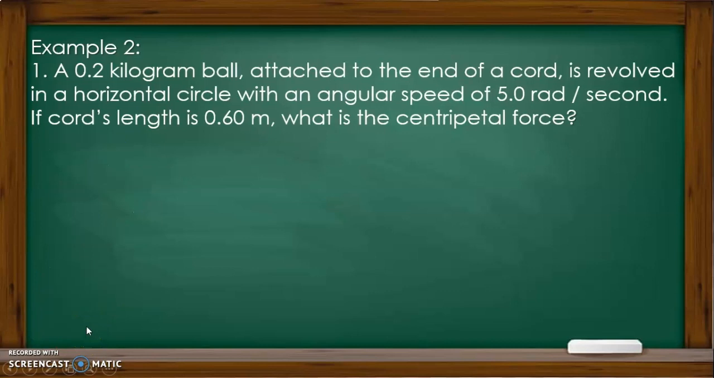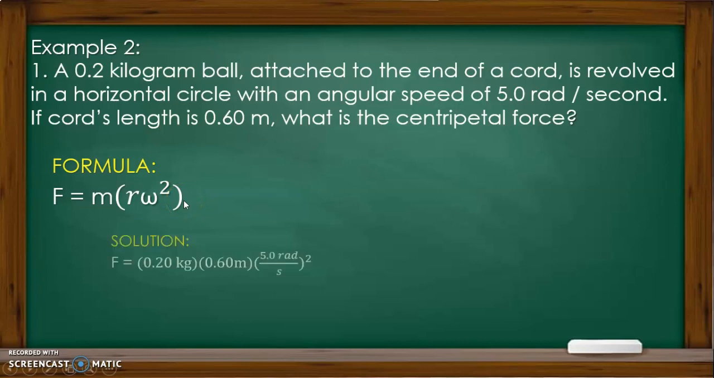Again, in calculating for the centripetal force, we can use Newton's second law of motion formula, which is force equals mass times acceleration. In the first example, we substituted the first centripetal acceleration formula into the force equals mass times acceleration expression. But this time, since we are given the angular velocity, we substitute the second centripetal acceleration formula into the force equals mass times acceleration expression. So, it will be force equals mass times radius times the square of the angular velocity.